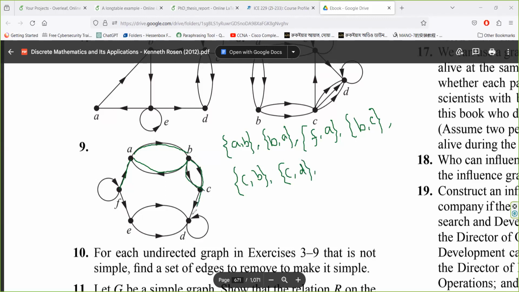C to D, this line. Then D to E, comma E to D.